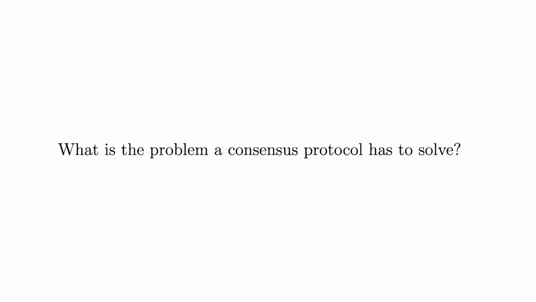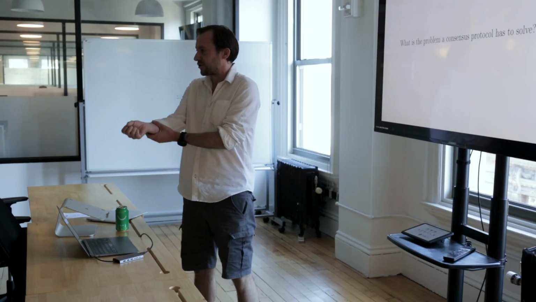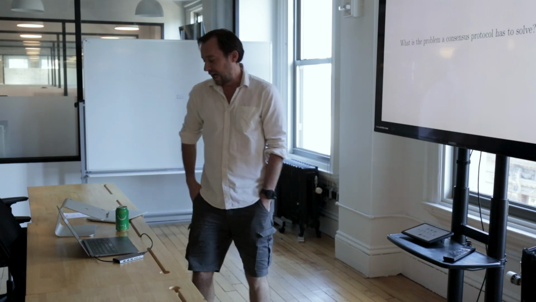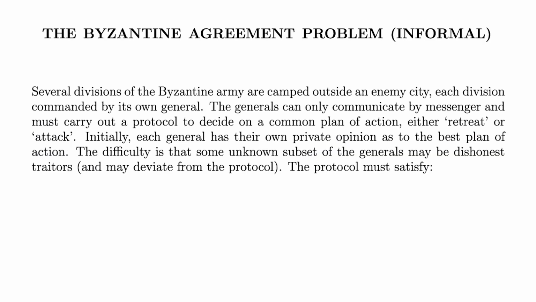Good. Okay, so let's go right back to the start then. We want to study consensus protocols. First of all, what we have to know is what is the problem a consensus protocol has to solve? And there are various different ways you can answer that question. Maybe the most famous consensus problem is the Byzantine agreement problem. So let's start with that one.